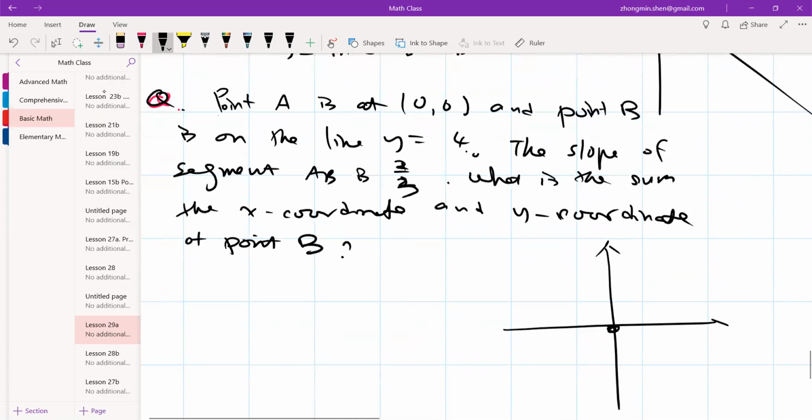Okay, so please work on this problem. I'm waiting for you. Okay, so you draw the picture. Where's point B? It's on the line y equals 4.